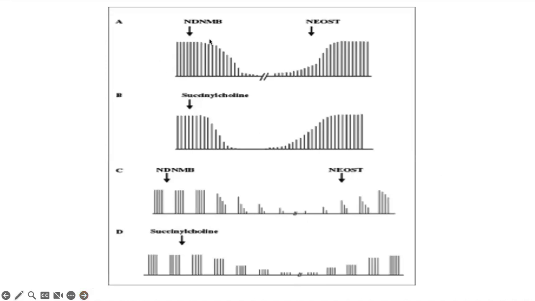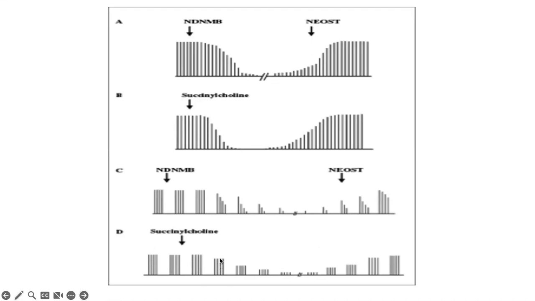So in terms of the twitches, when we use a non-depolarizing muscle relaxant, we get what we call a fade. So you get twitch, twitch, twitch, and then you get this thing called a fade. And also when the patient recovers, this is what you get. With succinylcholine, it's different. Go to D. For succinylcholine, I'll come back to this one. With succinylcholine, you don't actually get a fade. You just get 1, 2, 3, 4 twitches, 1, 2, 3, 4 twitches.